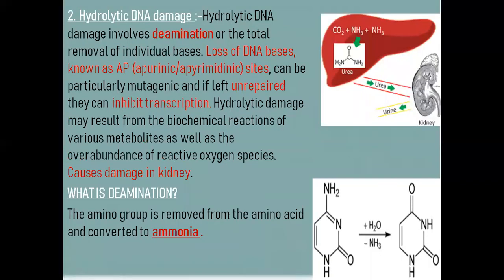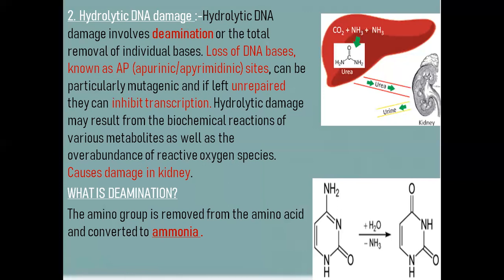The second one is hydrolytic DNA damage. In this damage, a process called deamination takes place. Deamination means removal of the amino group from an amino acid, which is converted into ammonia. Due to this, there can be damage to the kidney. Or if there is a total deletion of bases, this loss of DNA bases is known as AP sites, that is apurinic sites. If the damage is left unrepaired, there will be a slowdown or obstruction in the transcription process.